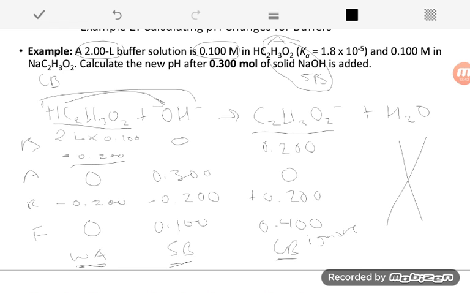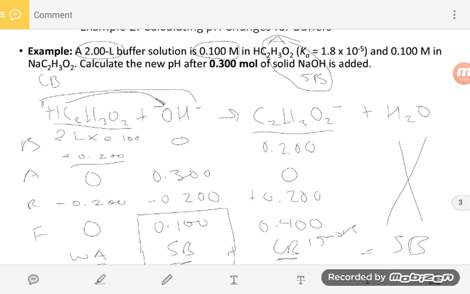Between a strong piece and a weak piece, the strong piece is really going to dominate, so I'm really just going to worry about this guy over here. So I'm just going to treat this guy as a strong base. That weak conjugate base is going to do so little that I really don't have to worry about him. So now when I get the pH, I'm just going to worry about this strong base piece.